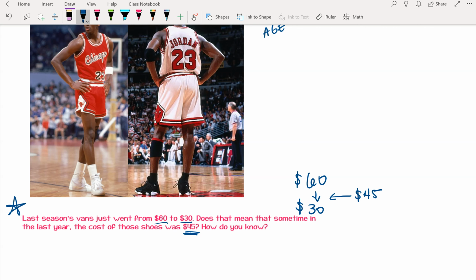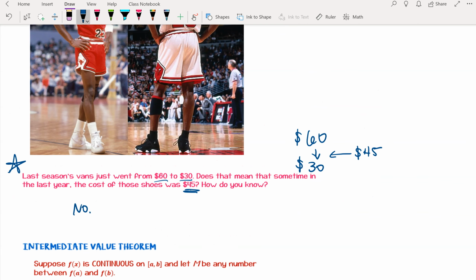Okay, I would say no. And the reason why is just because something changes price doesn't mean it went to a price in the middle. Sometimes companies just make the decision to drop from 60 to 30 like that. They don't do anything in the middle. So I would say that price is not a continuous function, at least price of shoes. Price is not a continuous function.